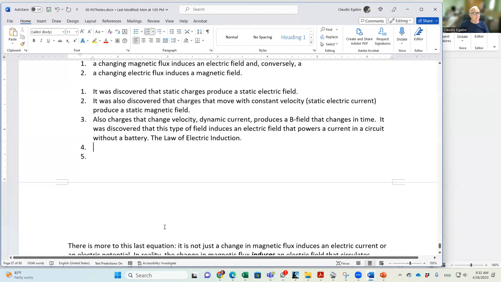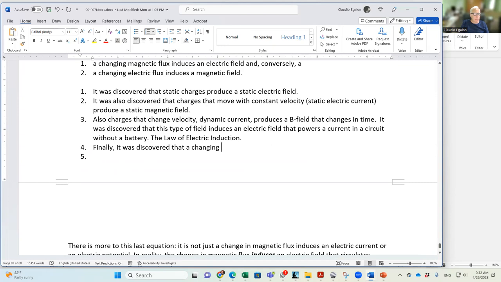And finally, it was discovered that a changing electric flux induces a B field. Two ways to create a magnetic field.